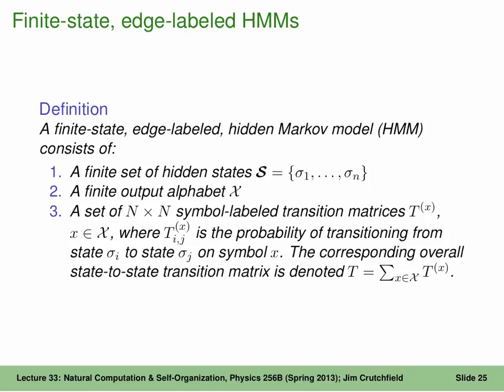So just definitions, and I think these should all be familiar to you. A finite state edge-labeled hidden Markov model consists of a finite set of hidden states, a finite alphabet, and then a set of transition matrices for each output symbol. And if you want the state-to-state transition matrix, you can sum all of these. It doesn't say that it has to be unifilar, but we will restrict that next. But it's an object very much like the golden mean even process that you've already been dealing with.